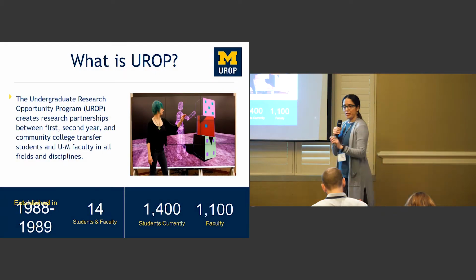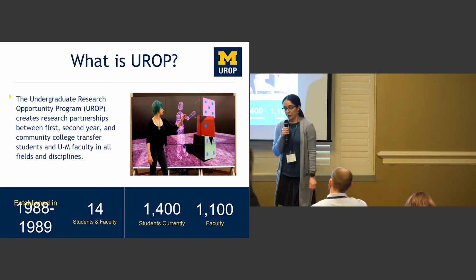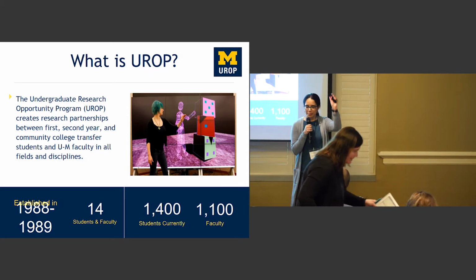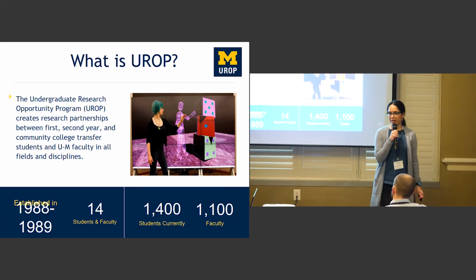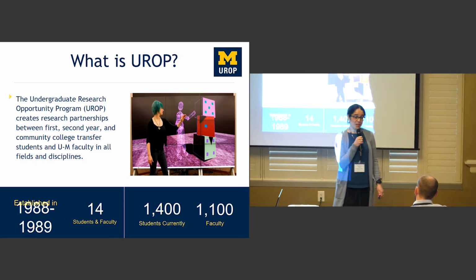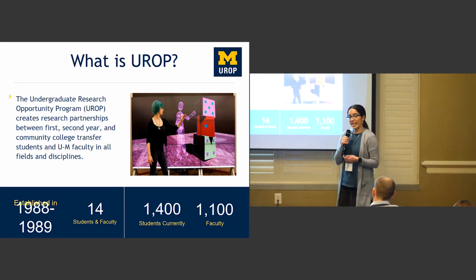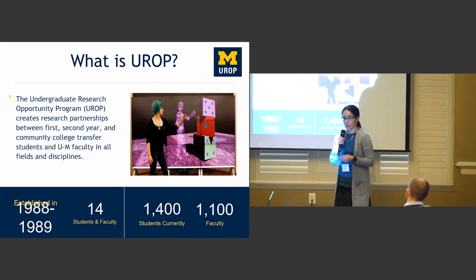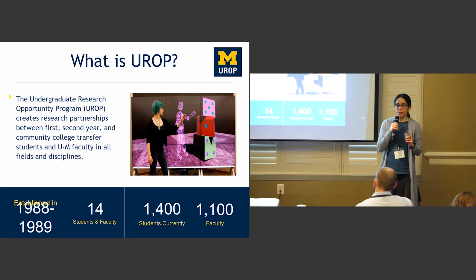So I'm the director of the Undergraduate Research Opportunity Program, UROP. UROP has been around for 30 years. Woohoo! Established in 1988-89. Some of you in this room may not have been born then. But we're celebrating 30 years, and we've been a national model in terms of engaging students, all students, because of our unique model. The key word is opportunity.